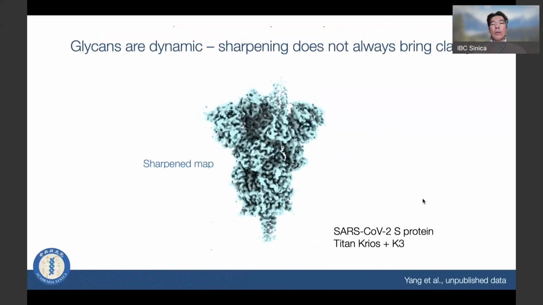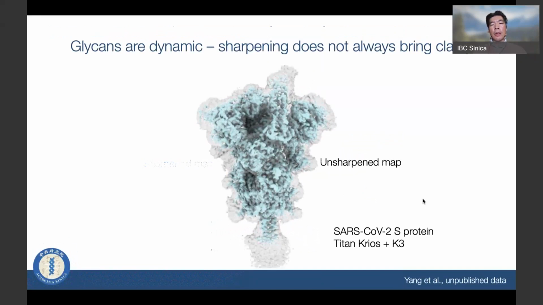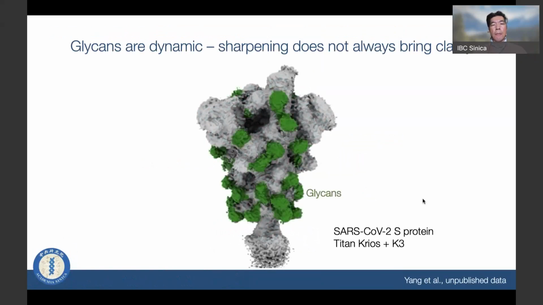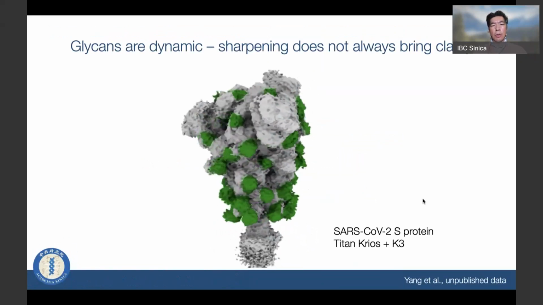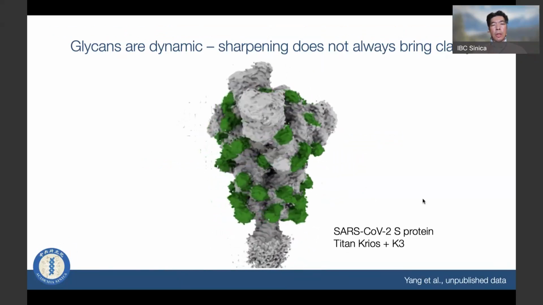In the case of SARS-CoV-2, however, the glycans are often too dynamic to be defined with clarity. So we often had to resort to an unsharpened EM map that compromises the EM resolution, but it is able to help us locate the spatial distribution of the individual glycans on the EM map of the spike protein, as illustrated in green in this unsharpened EM map.